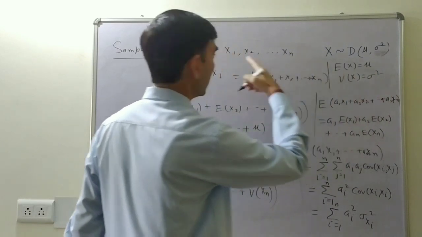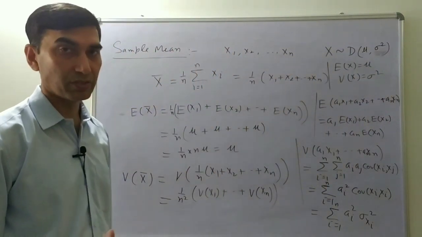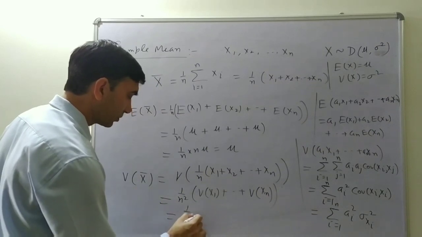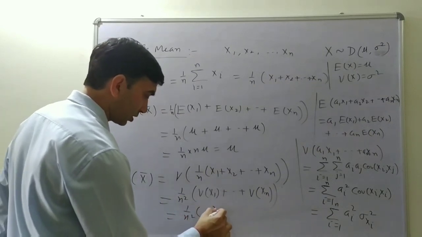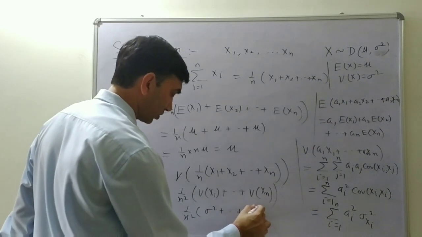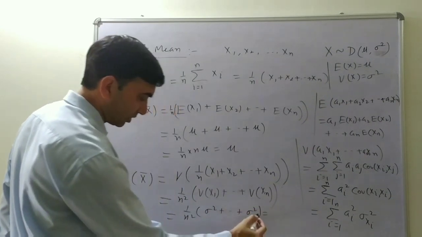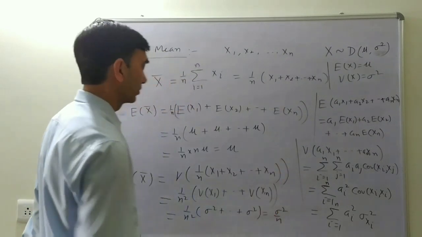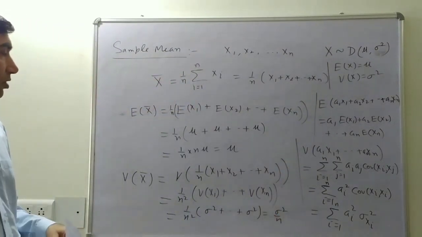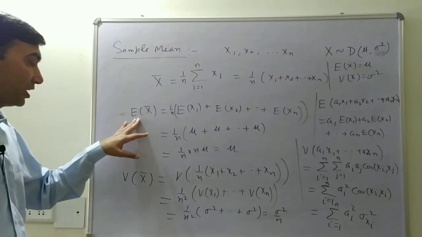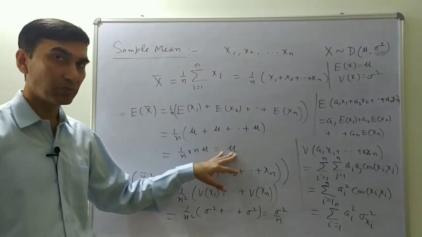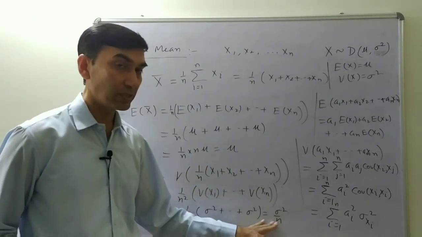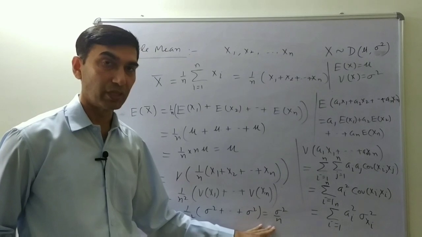Sigma square. So each xi will have the same variance. Okay. So you can replace Vx1 by sigma square, likewise Vxn by sigma square. Finally, you have n times sigma square divided by n square. That gives you sigma square by n. So finally, what do we see? Mean of x bar is the same as population mean. Variance of x bar is not the same as population variance. It is sigma square over n.